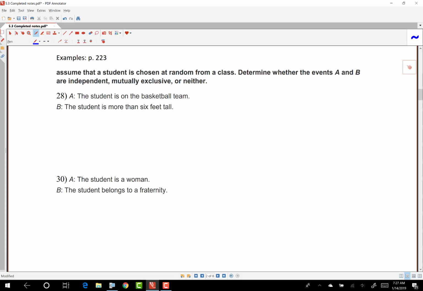So, first of all, let's talk about independent. Well, to be independent, it would have to be the case that the student being on the basketball team and the student being more than 6 feet tall have nothing to do with each other.